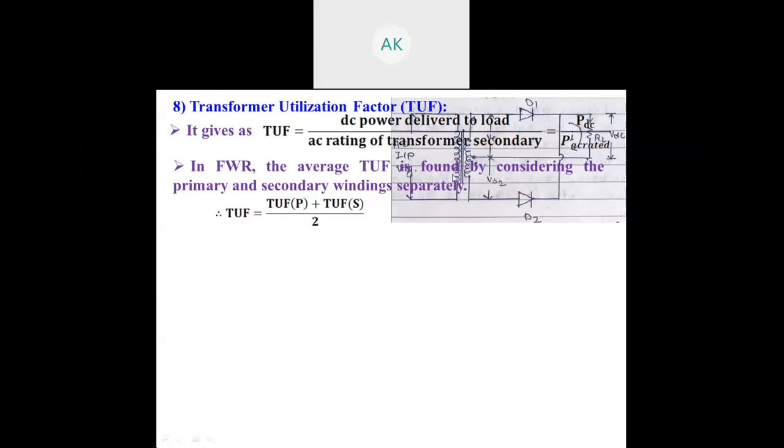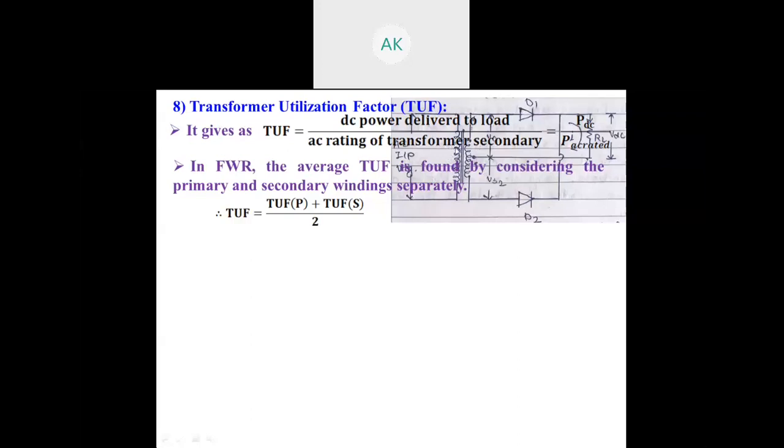For that purpose, we need to take the TUF offered by the primary with respect to the secondary. As here the secondary is split into halves, we will take an average of these two parameters from the primary to the secondary.